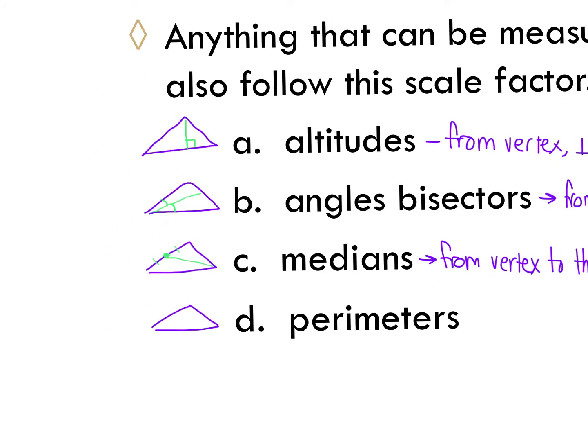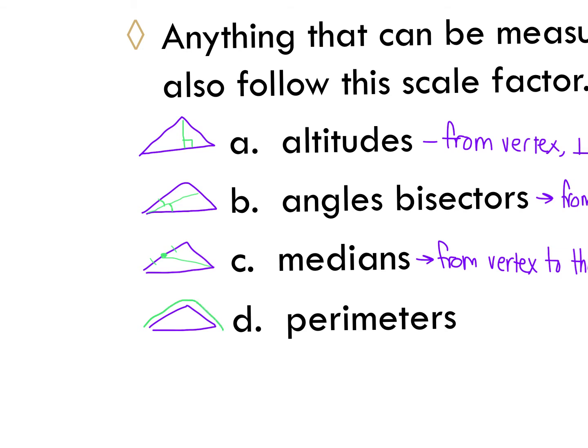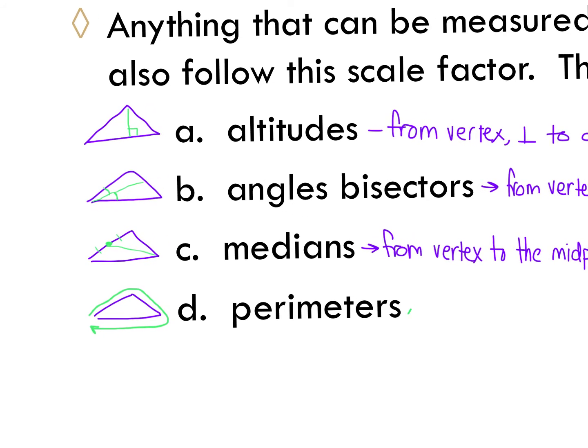And then perimeter is obviously the distance around the triangle. Regardless of what kind of triangle it is, the distance around is going to follow the same scale factor. So that's important. A lot of kids forget that part when we're assessing. They forget that the perimeters have the exact same scale factor.